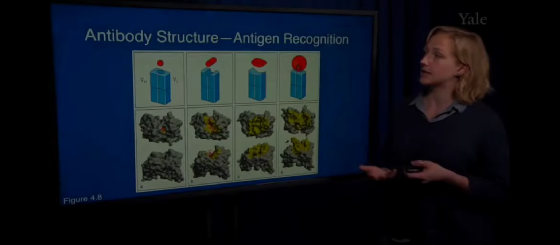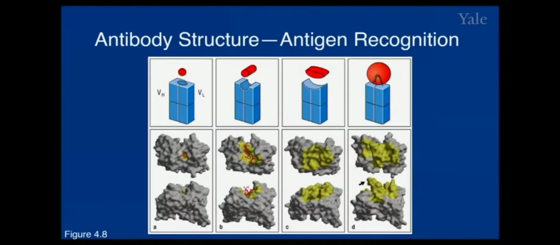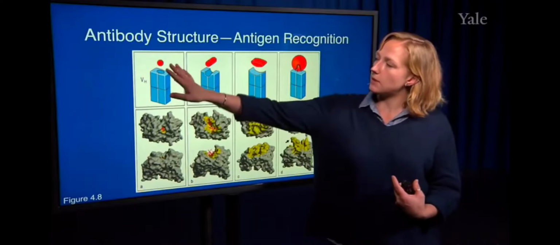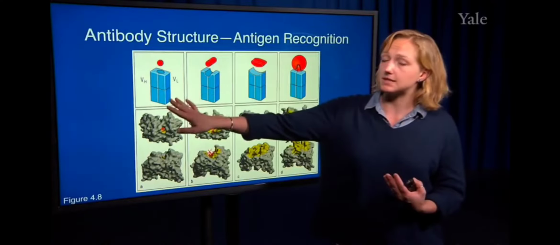So if we look here, which is microscope images and schematic representations of antibody epitope recognition, here you could see that the recognition of a pathogen or an epitope is highly specific for the structure of the antibody itself.